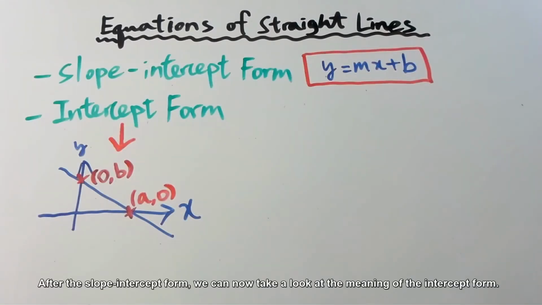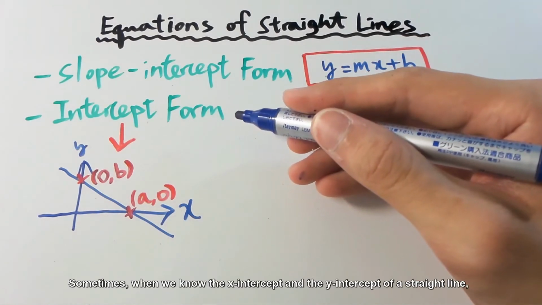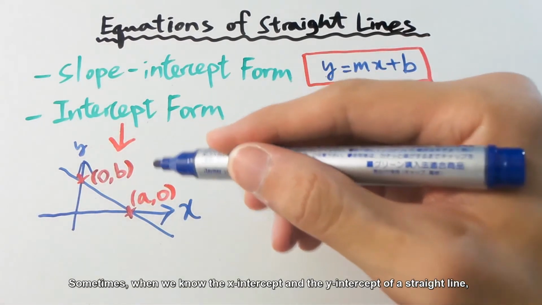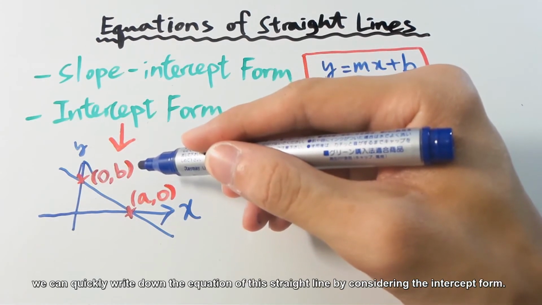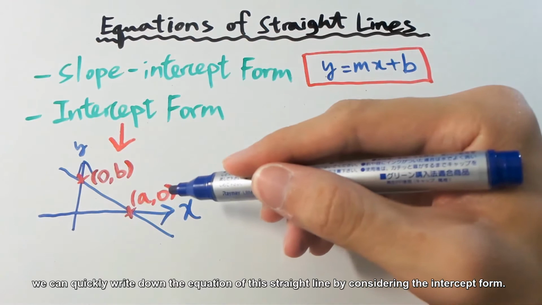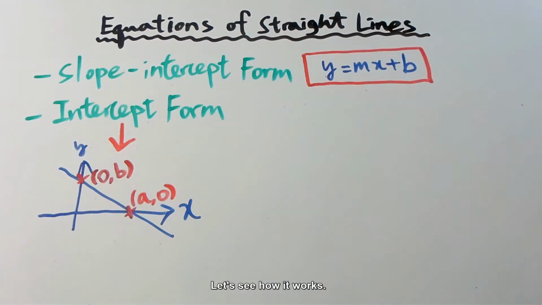After the slope-intercept form, we can now take a look at the meaning of the intercept form. Sometimes when we know the x-intercept and the y-intercept of a straight line, we can quickly write down the equation of this straight line by considering the intercept form. Let's see how it works.